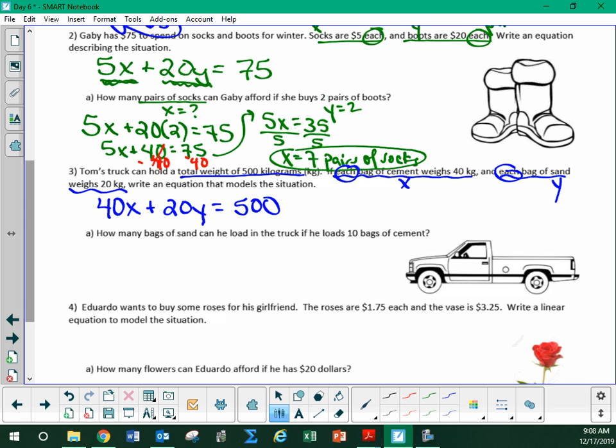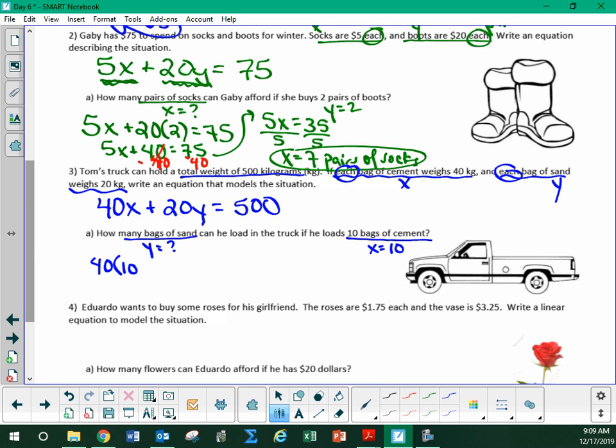10 bags of sand. Okay, so how many bags of sand can he load in a truck if he loads 10 bags of cement? All right. So sand was X or Y? We called sand Y, so we don't know how many, that's what we're trying to find out. And cement, there's 10 of them, so we know X is 10. Okay, so now we just plug and chug.